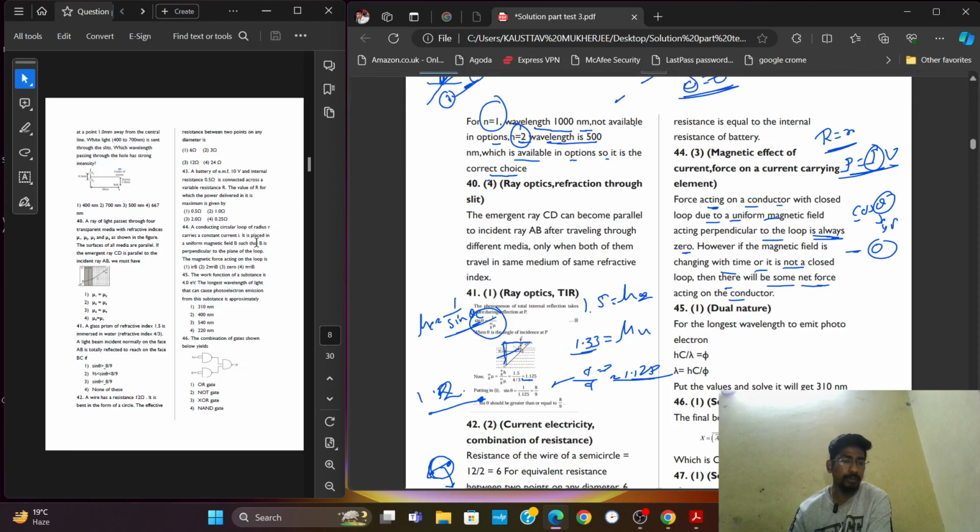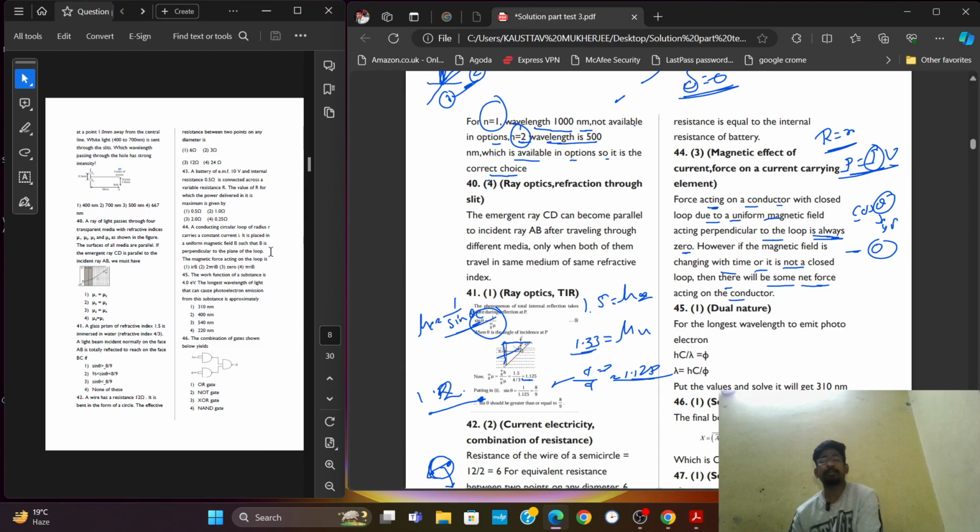It has been told in the question that the magnetic field B is perpendicular to the plane. The magnetic field is perpendicular to the plane, so therefore no force will occur. So the amount of force will be equal to 0.